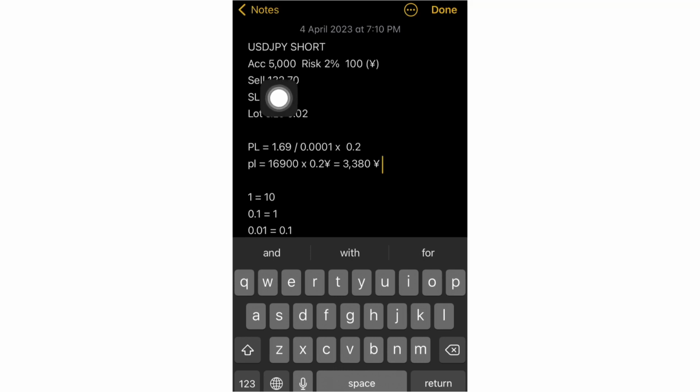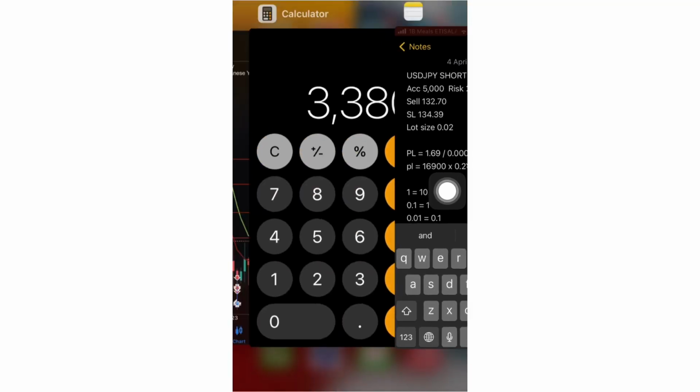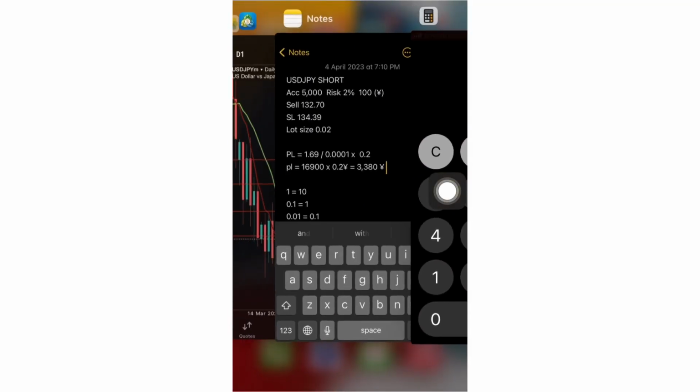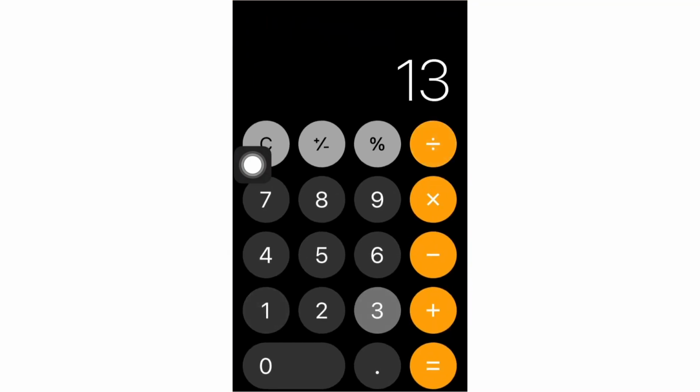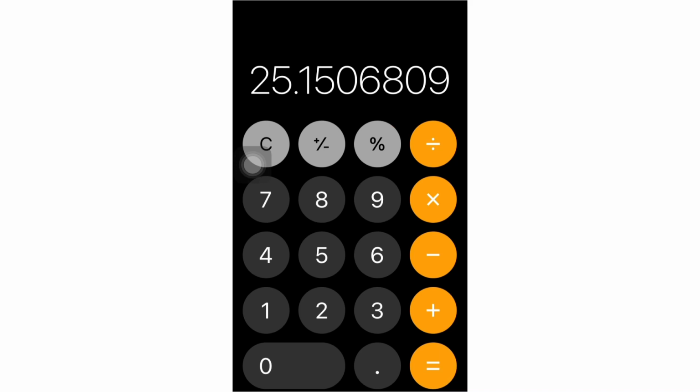So all you got to do is divide this 3,000 from, divide this with this, right? 3,000, right? Divide by 13439, right? This is your stop loss here, 134.39. So it means that if the pips runs against you, you can lose $25.